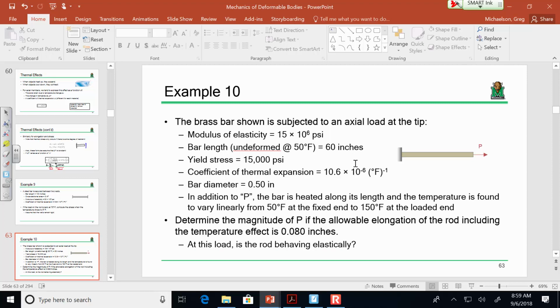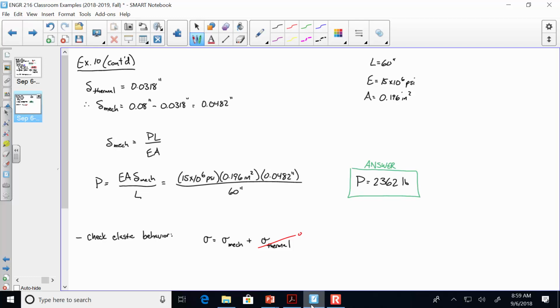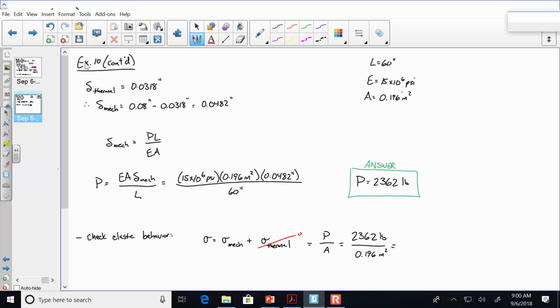If I take this bar and heat it up or cool it down, it's just going to get longer or shorter. It'll strain all day long, but it will not undergo stress. So its thermal stress is 0. The only stress in this problem is from mechanical loading, so all we need is P over A. What is 2362 pounds over 0.196 square inches?